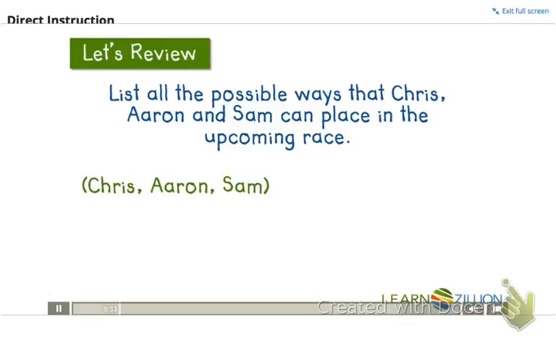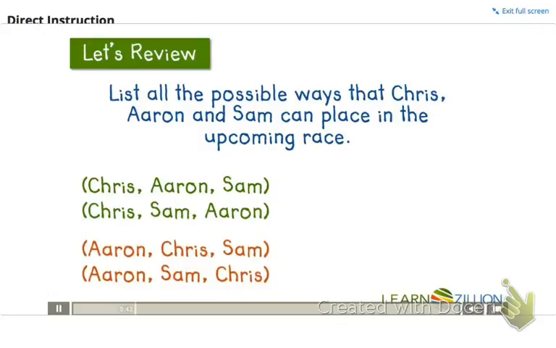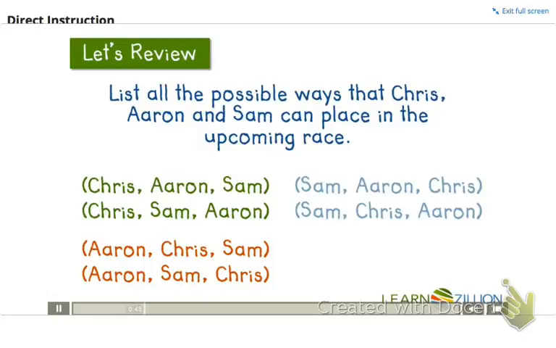So we use parentheses to represent each outcome, and one way that we can place is Chris, then Aaron, and then Sam. Or Chris could still come in first, but then Sam and Aaron switch places. Then we move on and act like Aaron would get first, and then Chris and Sam, and then switch those two places again. And then lastly, Sam could come in first, and we switch up those places. So this lists all the possible ways that Chris, Aaron, and Sam could place in the upcoming race.